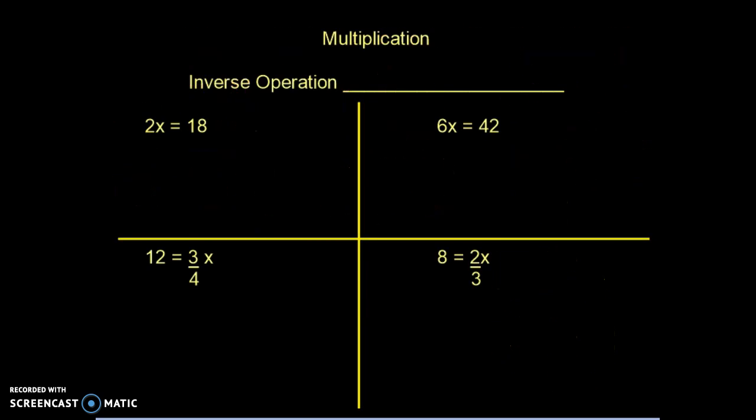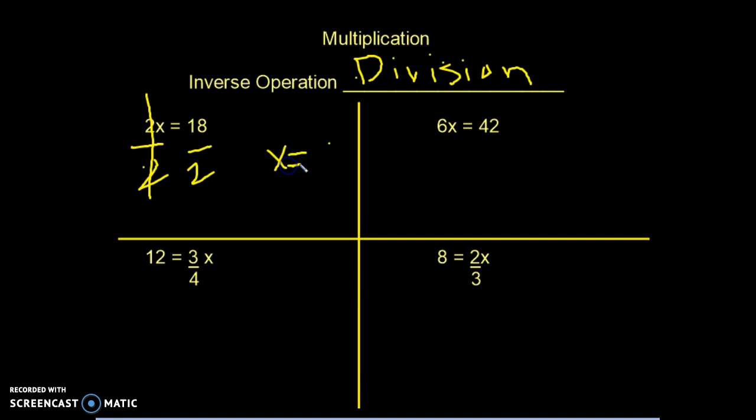So like I said, today we're going to work on inverse operations for multiplication. The inverse operation for multiplication is division. Anytime we see a multiplication problem, what we can do to solve it is we can typically divide. So on this first example, we have 2 times x. To undo that, to isolate the variable, we're going to divide both sides by 2. The 2 cancels out. 2 divided by 2 is 1, so we're left with x equals 9.